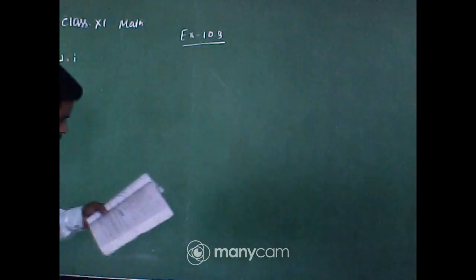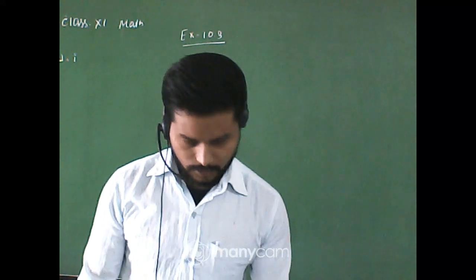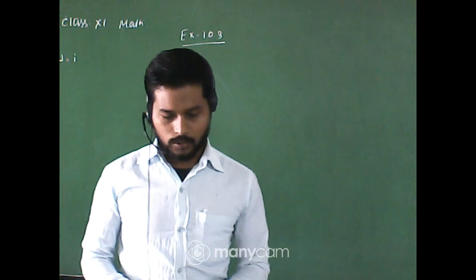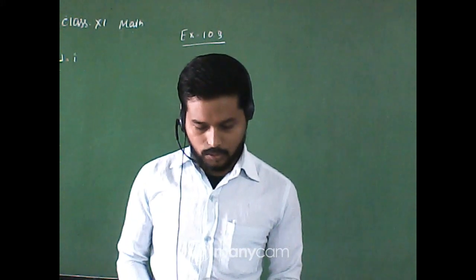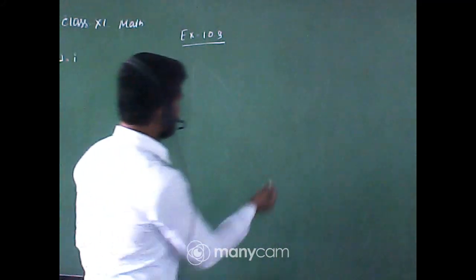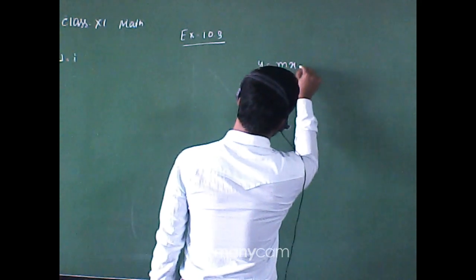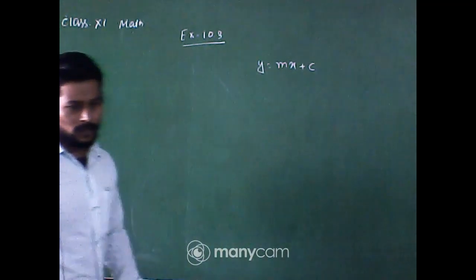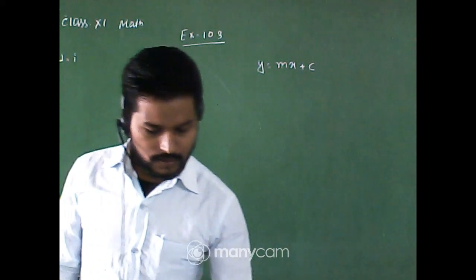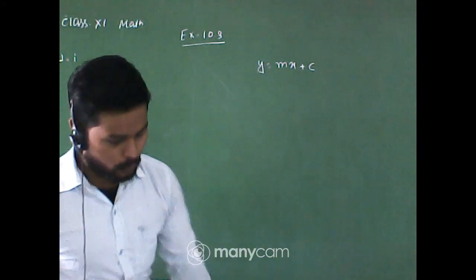Reduce the following equations into slope intercept form. A few examples are given, 1 to 3. We have to represent them in the slope intercept form. And you know the slope intercept form of a straight line is y equals mx plus c, where m is the slope of the line, and c means the y intercept. Okay, so we have to put the equation in that form.